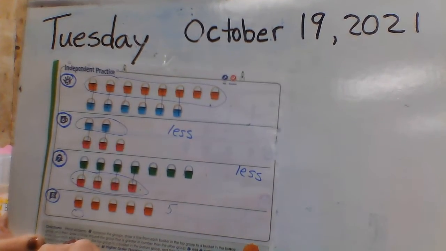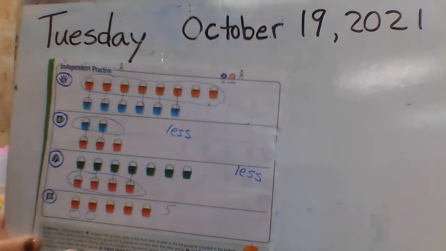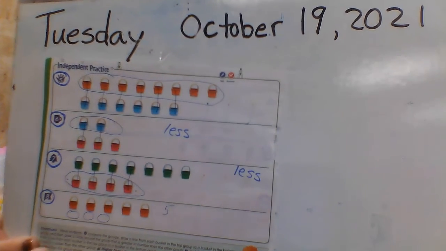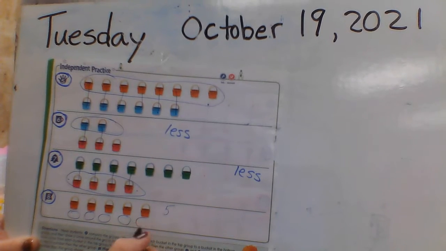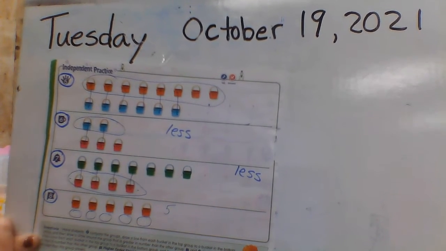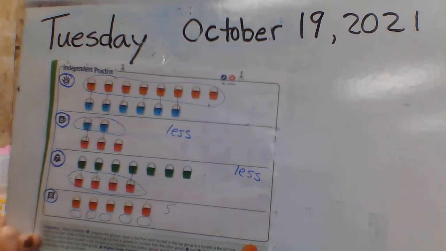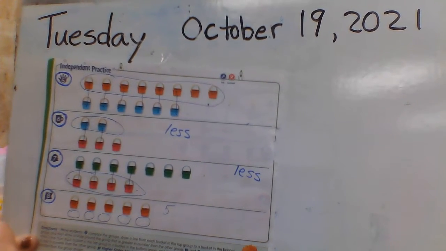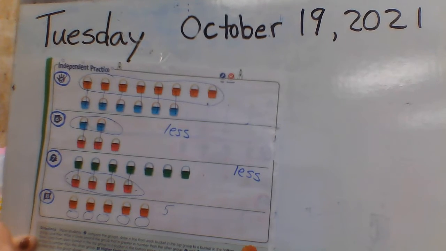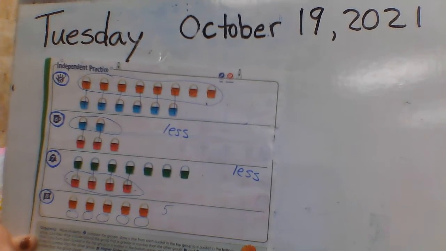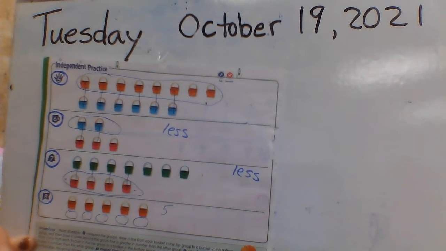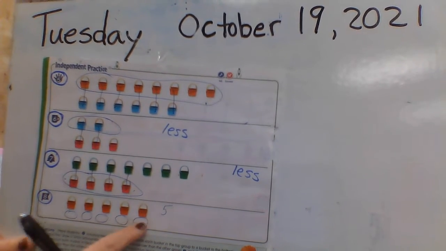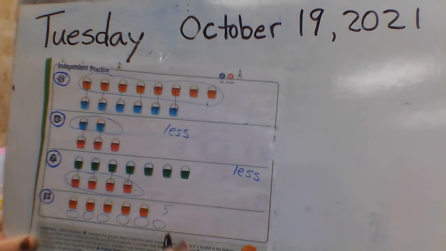1, 2, 3, 4, 5. Can I stop right there? No, because 5 and 5 are the same. They're equal. They don't want us to draw equal. They want us to draw more or greater than. So I have to keep drawing some more buckets so that the bottom group has more.